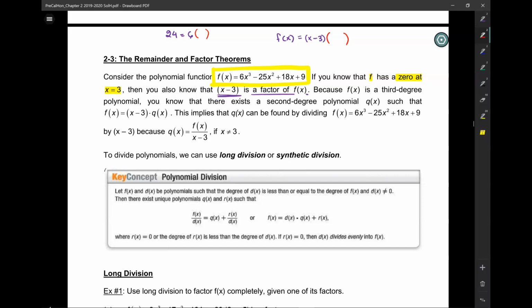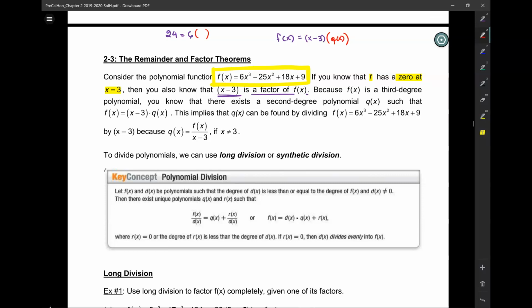In the case of a function, the f of x here is equal to x minus 3 times what? Is this a number or another polynomial function? Another polynomial function. It could be a linear function, x plus 2. It could be x squared plus 7x plus 3. I don't know. Okay? But basically it's x minus 3 times another function q of x.